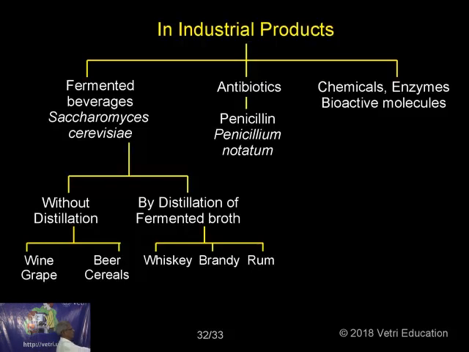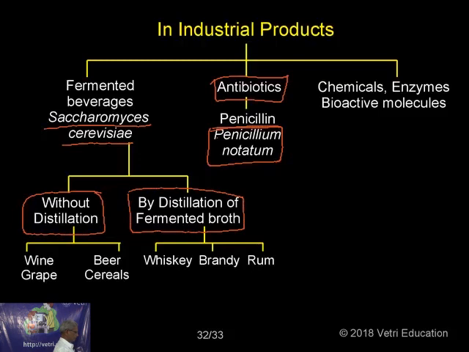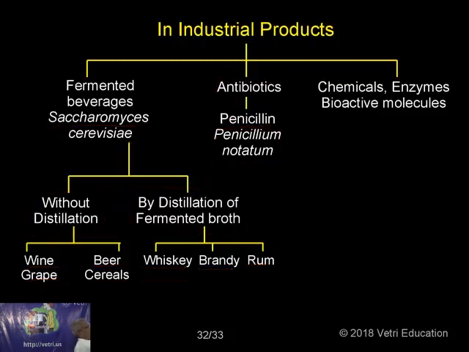The fermented beverages are made from the Saccharomyces cerevisiae group. Antibiotics are manufactured from penicillin; Penicillium notatum is the species from which it is taken. Then chemicals, enzymes and bioactive molecules also. These fermented products are divided into without distillation and by distillation. Under the fermented broth category you get wine, grape, beer, cereals, whiskey, brandy, rum. These are all the different types of liquors that are manufactured with the help of microbes.